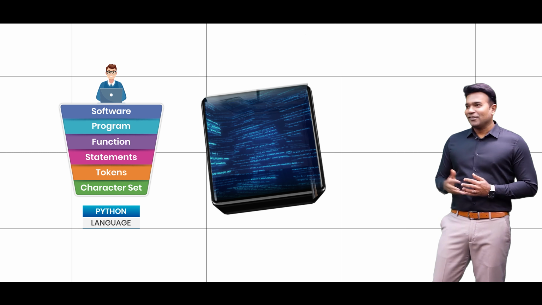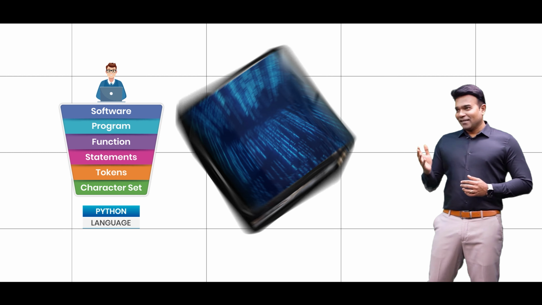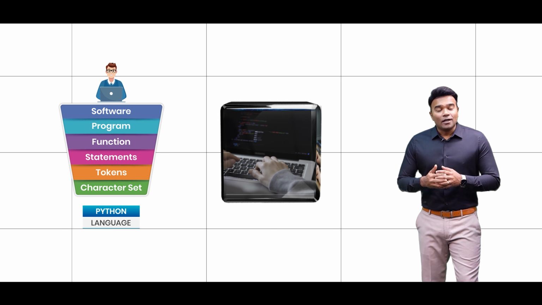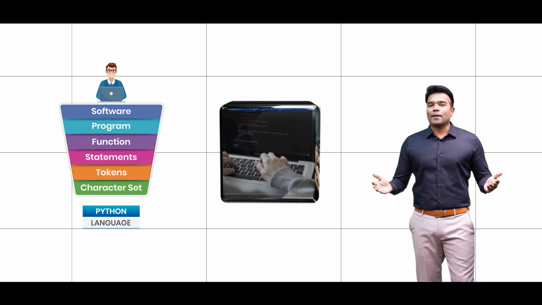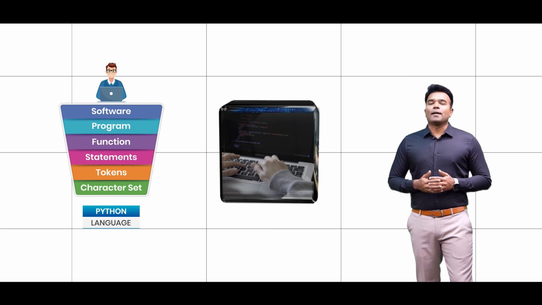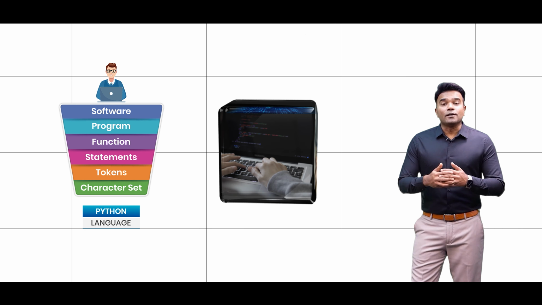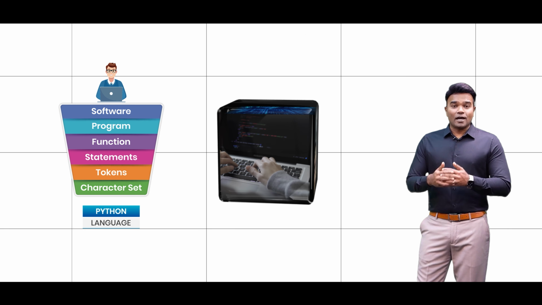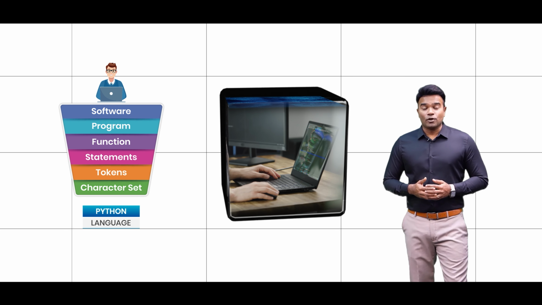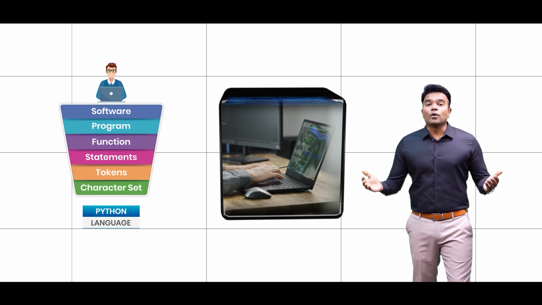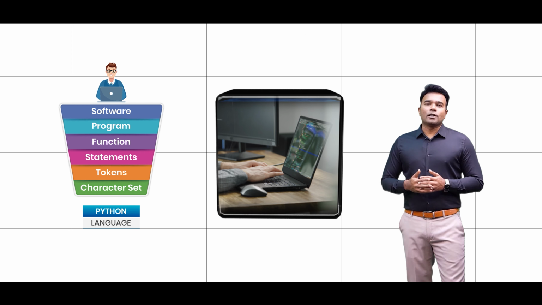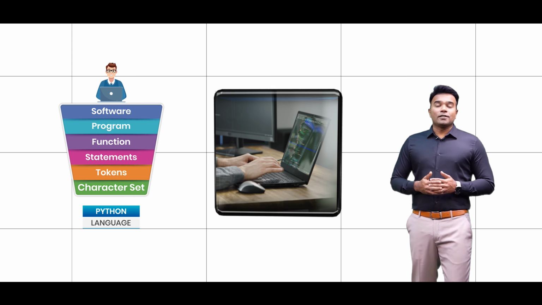So what really is a software? Well, a software is nothing but a collection of programs. And what is a program? A program is nothing but a collection of functions or methods. And what really is a function? It is nothing but a collection of statements. And what really is a statement made up of? Well, it is made up of multiple tokens, and each token is actually created by making use of the character set of Python.